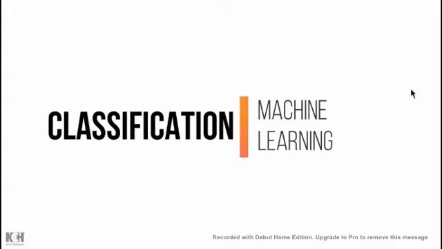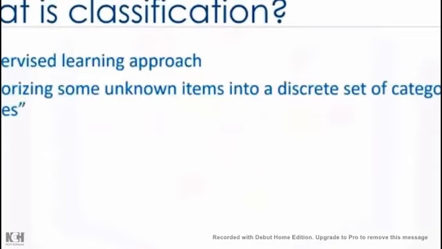Okay. So let's start the session, guys. Coming to today's class, we are going to start classification. Classification is also a supervised machine learning approach, where the output variable consists of discrete categories. The output variable is a discrete variable.